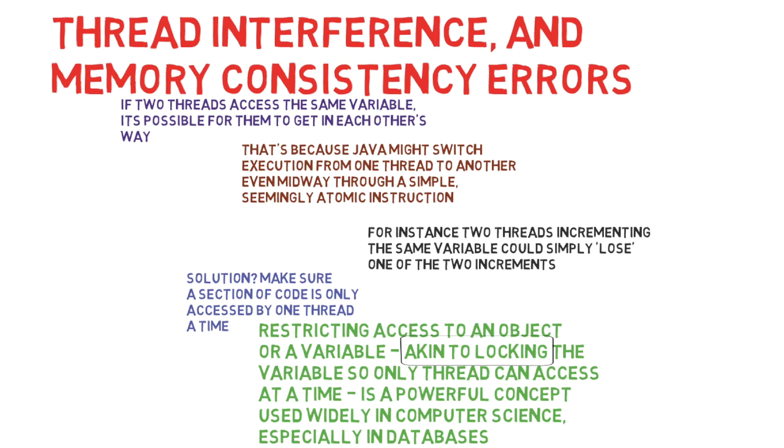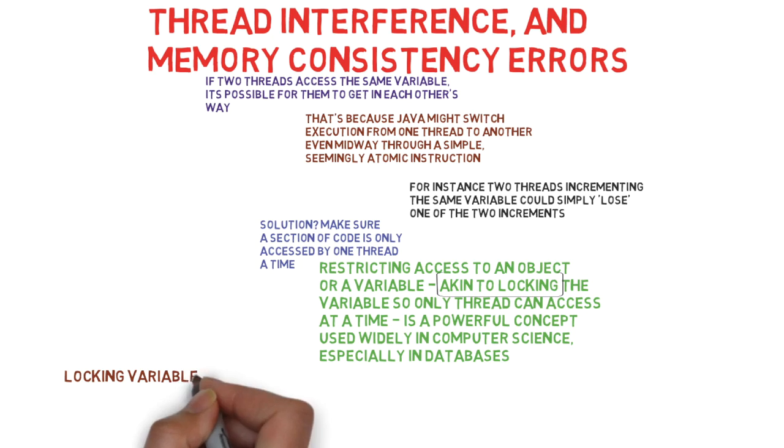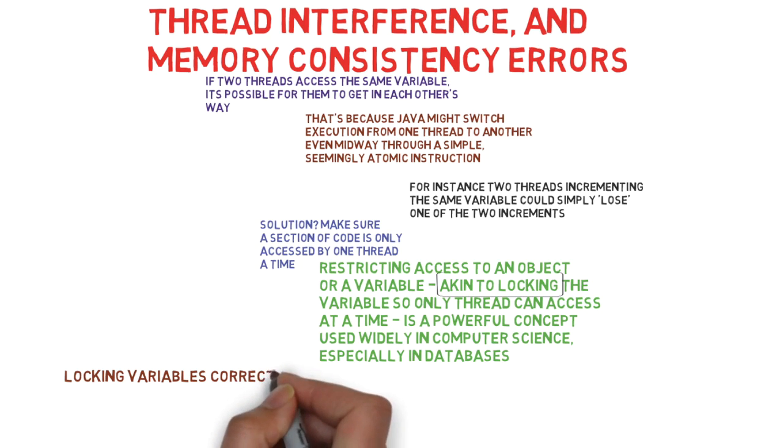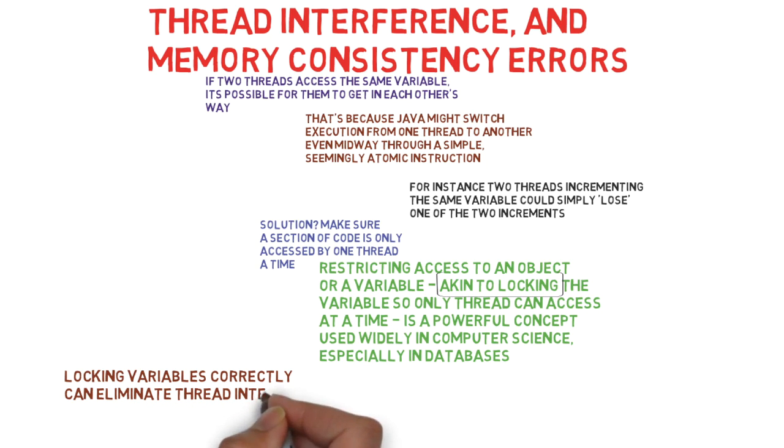Similarly, we can lock sections of code which access the same portion in memory. The solution to thread interference and memory consistency errors is basically locking. Locking variables correctly can eliminate these errors from your code.